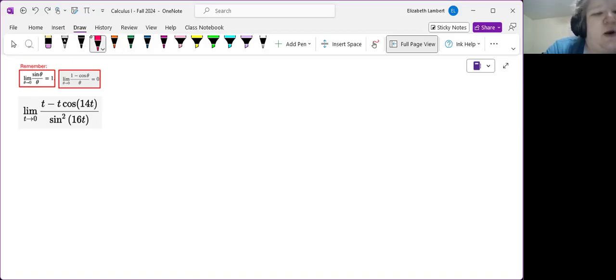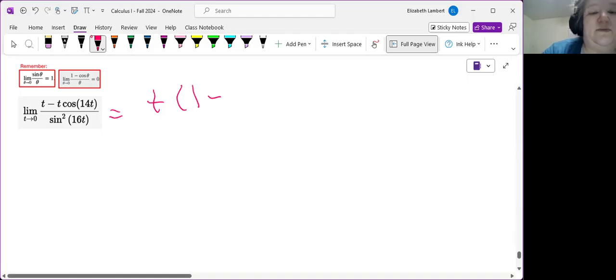So the first thing we want to observe is this t minus t cosine 14t. Those t's on the outside are a common term that can be factored out. So we have t times 1 minus cosine 14t. That should be looking a little more, oh yeah, I'm seeing it now.